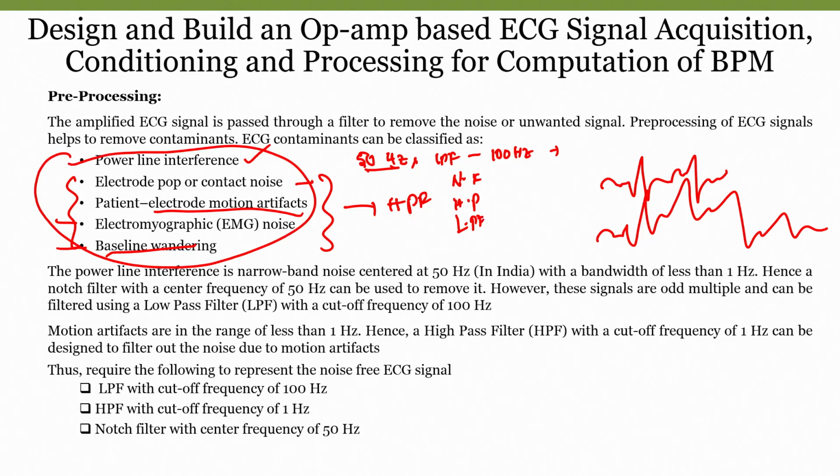That means in this pre-processing stage, we have to design a low pass filter with a cutoff frequency of 100 Hz, and a high pass filter with a cutoff frequency of 0.5 or 1 Hz, because our wanted signal is the QRS, which is at a maximum of around 20 Hz. Then a notch filter with a center frequency of 50 Hz. These are the 3 major processing filtering blocks that we are going to use in our experiment today.